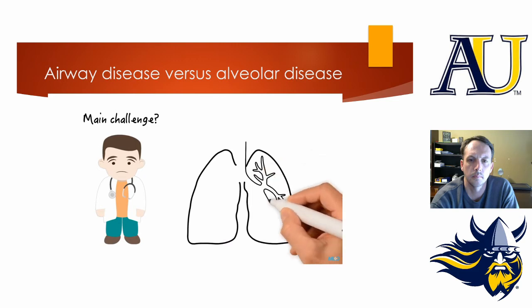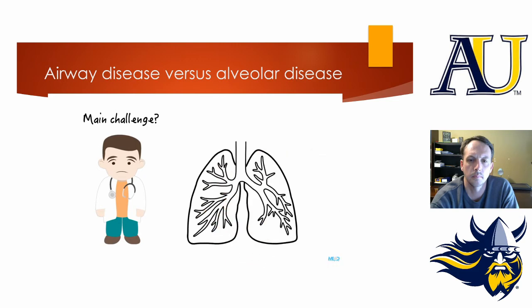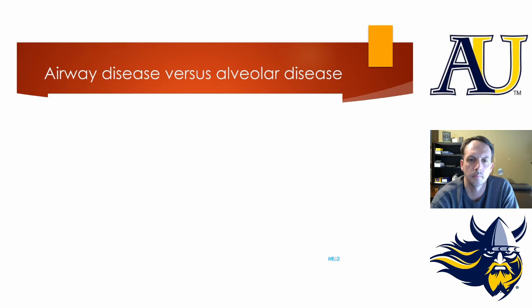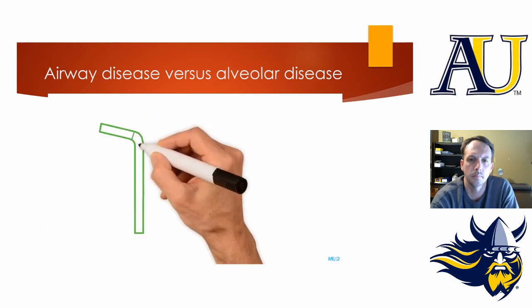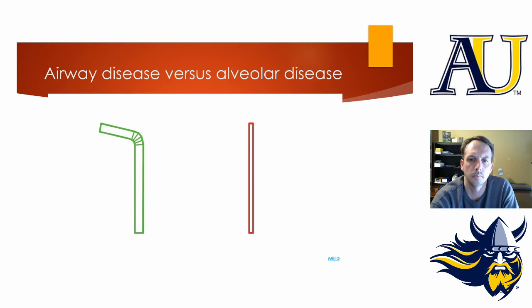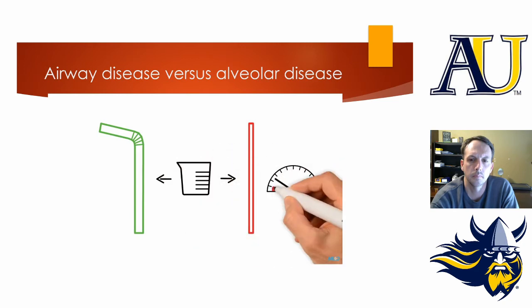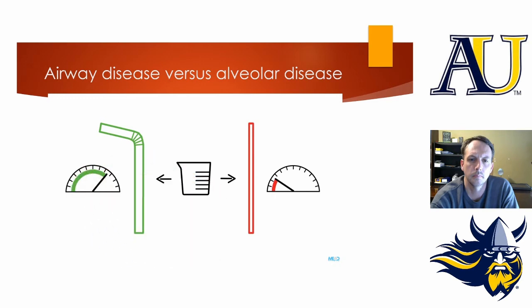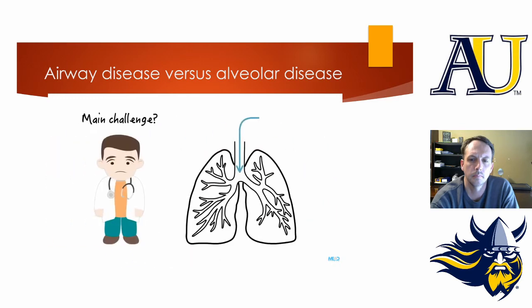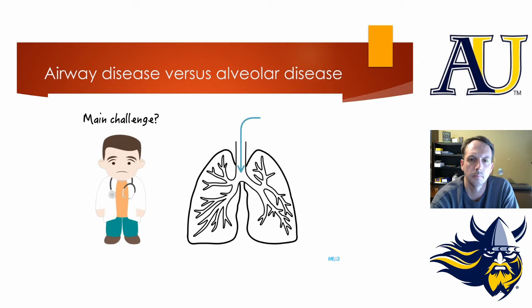So what's the main challenge with these types of patients? Well, with these patients, getting volume into the lungs isn't necessarily the main challenge. A patient with an obstructed airway disease should still be able to inhale an adequate amount of volume. Now think about that. If you switched from inhaling through a large bore straw to a narrow bore straw, you would still be able to inhale the same amount of volume, but you wouldn't be able to inhale as fast. So it's important to note that the main issue isn't necessarily getting adequate volume in. The main issue is getting the volume out of the lungs.